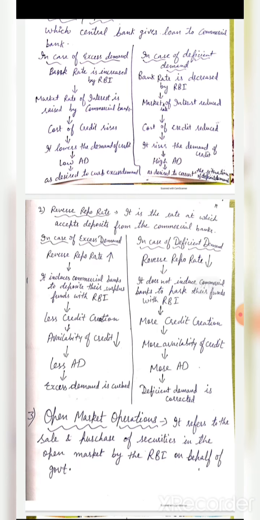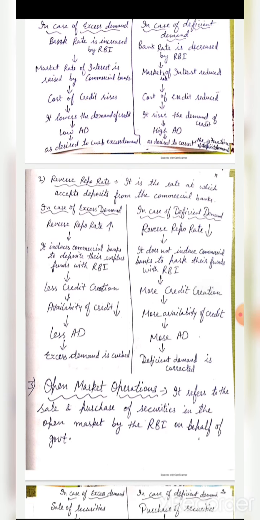Next we have reverse repo rate. It is the rate at which RBI accepts deposits from the commercial bank. In case of excess demand, reverse repo rate will be high. It induces commercial banks to deposit their surplus funds with RBI. There will be less credit creation, availability of credit will get low, less AD, and excess demand is corrected.